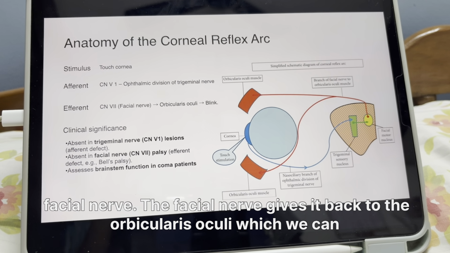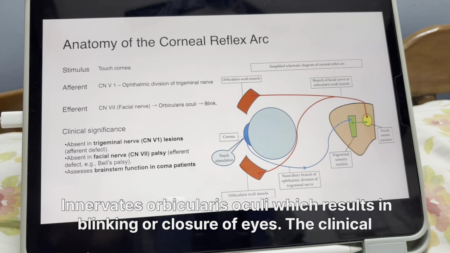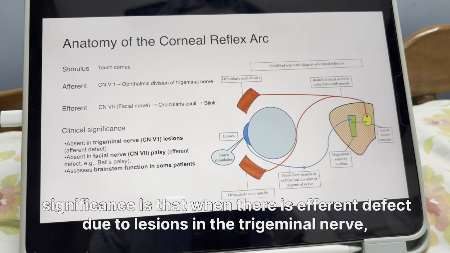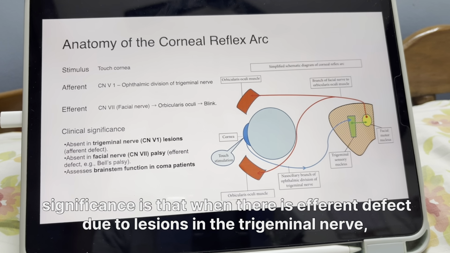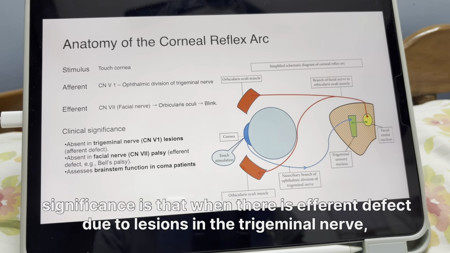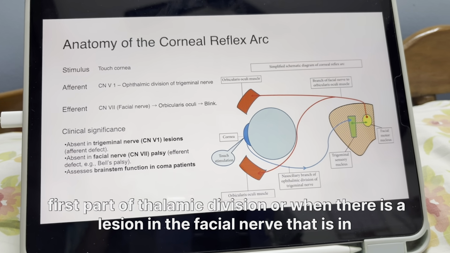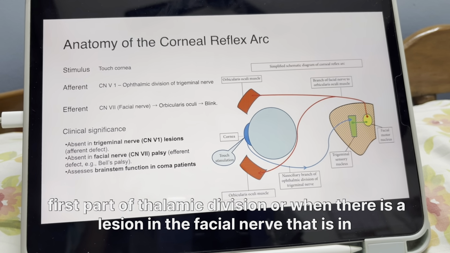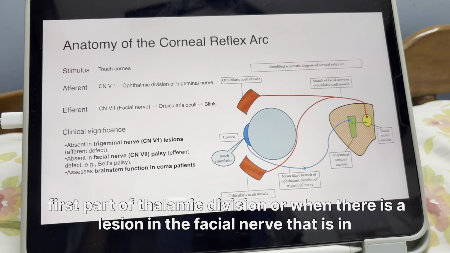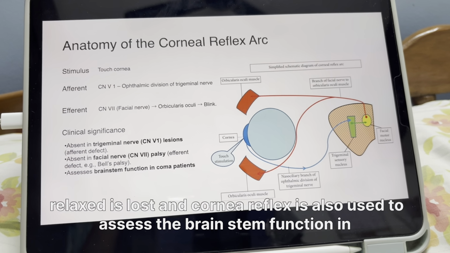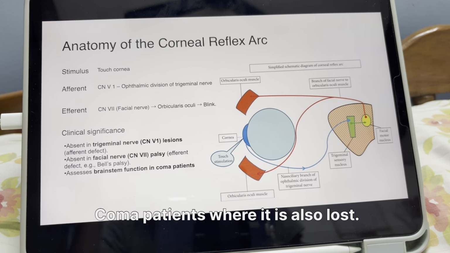The facial nerve innervates the orbicularis oculi, which results in blinking or closure of eyes. The clinical significance is that when there is afferent defect due to lesions in the trigeminal nerve, first part ophthalmic division, or when there is a lesion in the facial nerve, that is in Bell's palsy, this reflex is lost. And corneal reflex is also used to assess the brainstem function in coma patients where it is also lost.